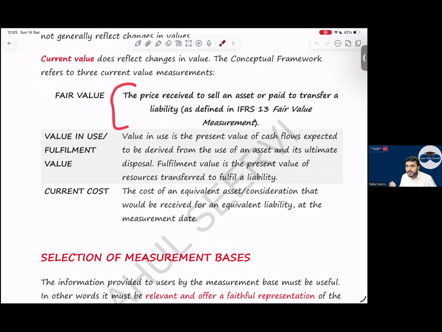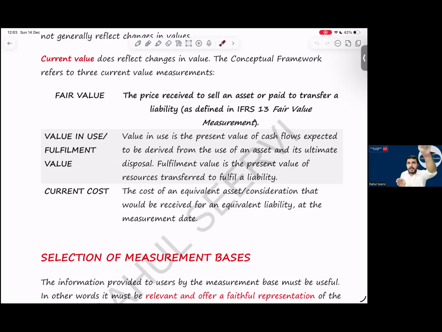So fair value ka meaning kya? If I go to the market, what is the price? Simple. Value in use means what? So whatever the future cash flow I get, I discount it. When I get cash flows in future, I discount it. That is known as what? Value in use.